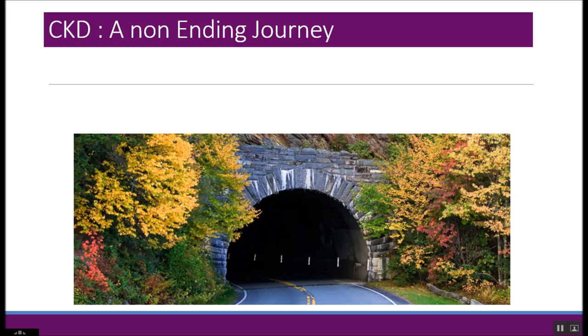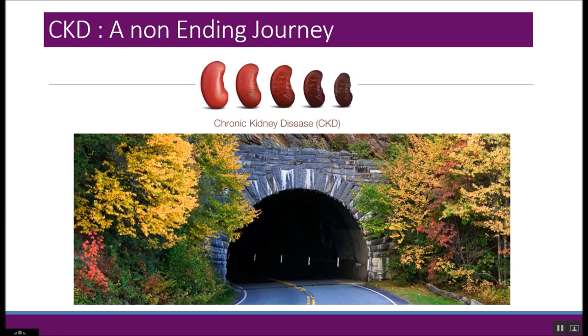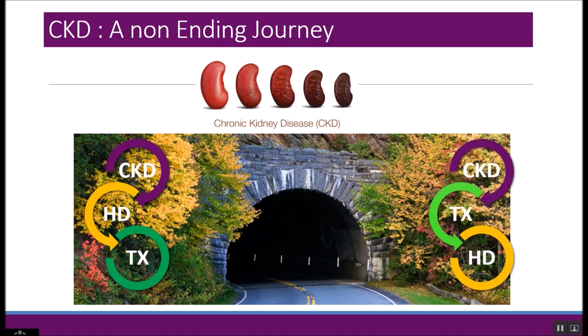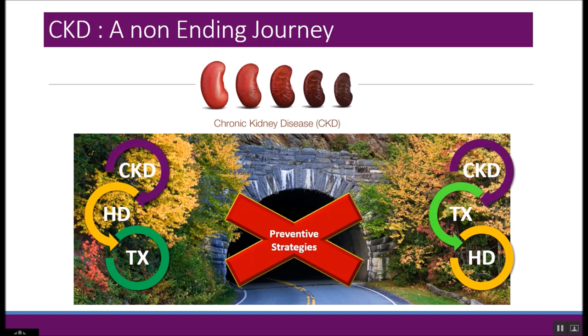Before going to the adequacy parameters, CKD is an unending journey. While going from stage 1 to stage 5 CKD, a patient may go directly to hemodialysis, then await renal transplantation, or a CKD patient may go to preemptive transplantation, and if he has no luck, he will return back to the journey of hemodialysis. So CKD is an unending journey, migrating from CKD 5 HD to transplantation or the reverse. The only curative way and preventive strategy is optimum care for dialysis patients.